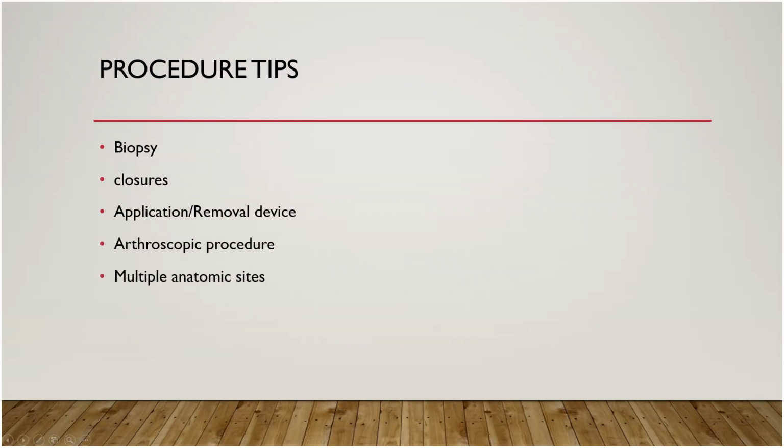Okay, procedure tips. So we've got biopsies, closures, applications or removal of devices, arthroscopic procedures, and multiple anatomic sites. Biopsies, you want to keep in mind that a lot of times these are just routine to the procedures, so we wouldn't code those separate. If they strictly come in for a biopsy, then we're going to code that. But anytime that they remove tissue, they're going to send it to pathology. You'll see that in a note. That doesn't necessarily mean it's a biopsy. It just means they're looking at the tissue to determine the specifics.